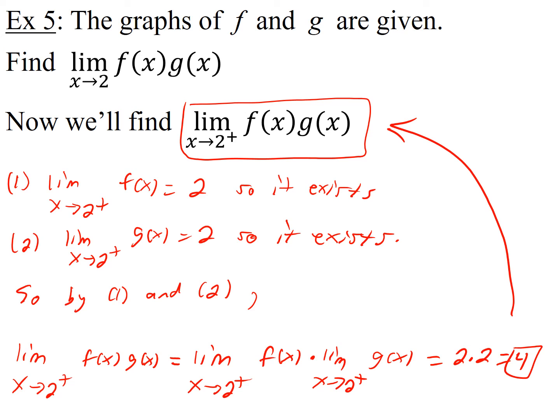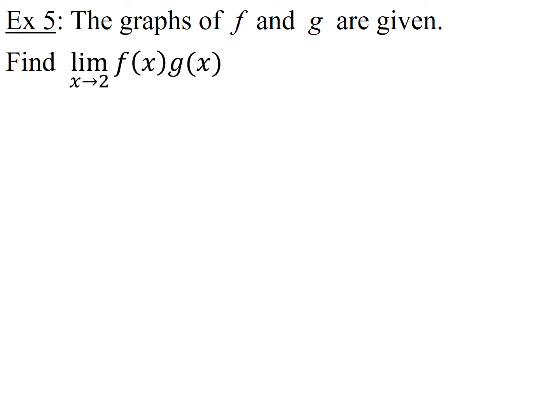But I don't care about those limits. I care about the limit of f times g. And the left-hand limit of f times g does exist, it's 4. The right-hand limit of f times g does exist, it's 4. So we can figure out what the full limit is. Since they're equal, it's going to be 4. Go ahead and write that down here.